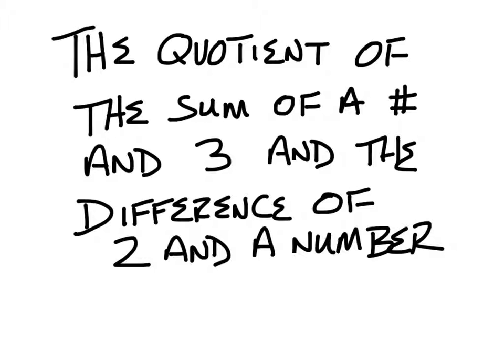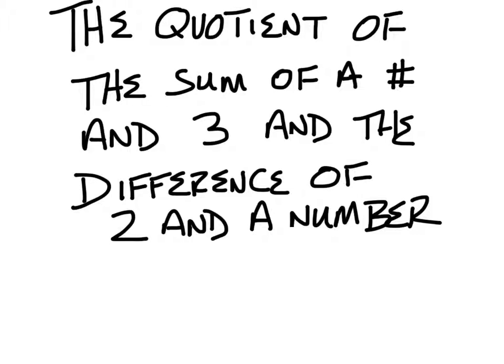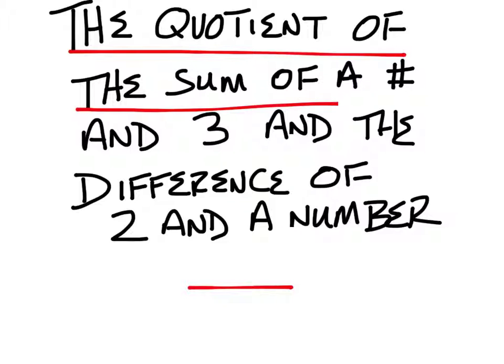What do I want to do? Yeah, we're going to put the fraction bar down. That's right. That means the quotient of. And next is the sum of. So that's the first thing. We put it on top. That's a plus. The sum of a number and 3.